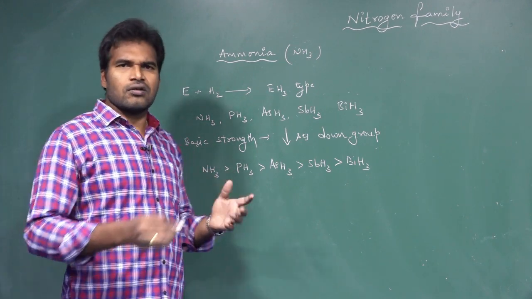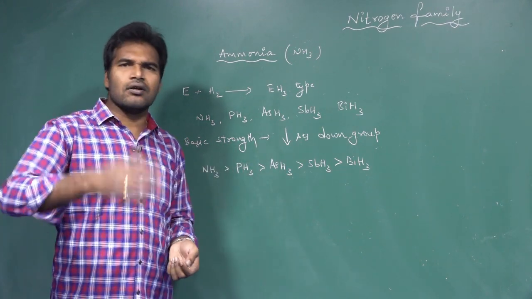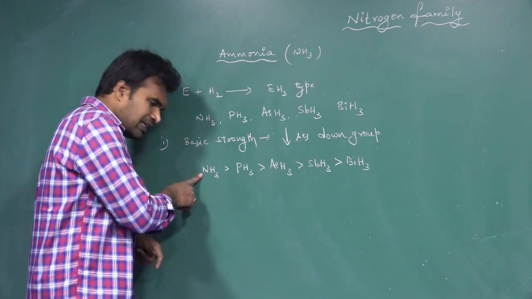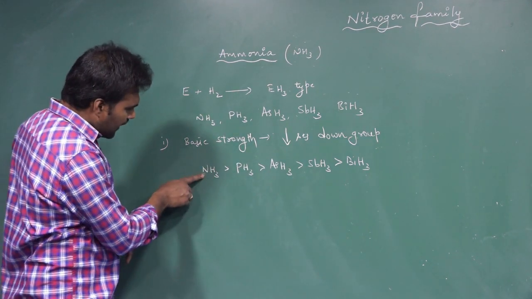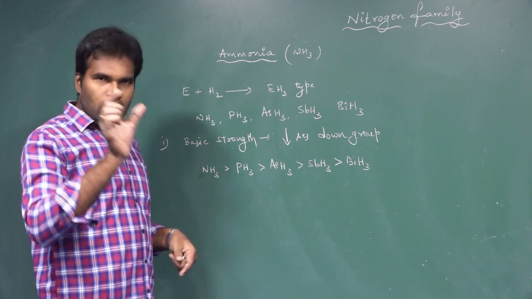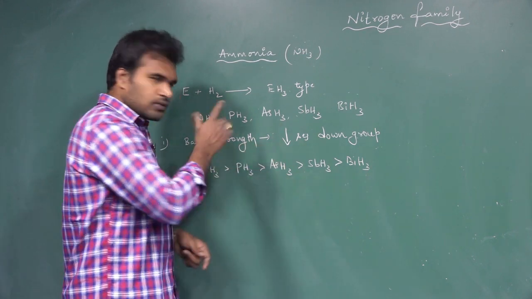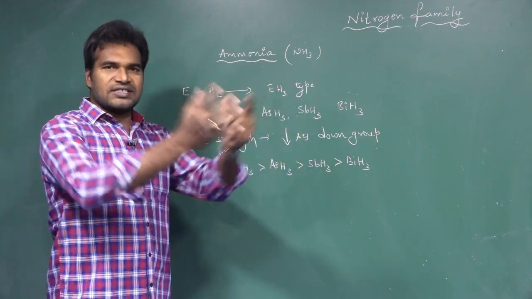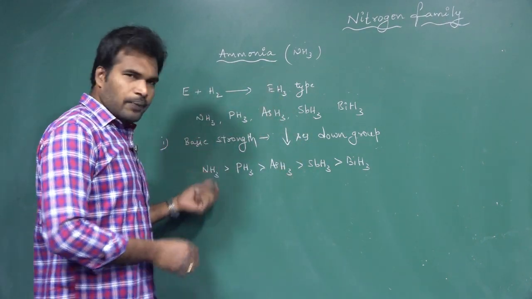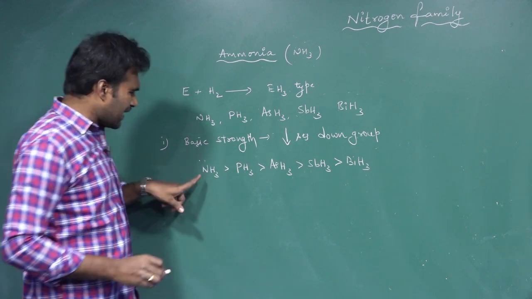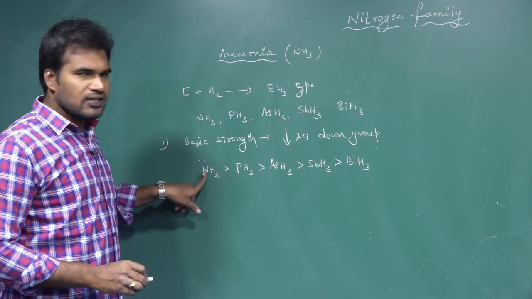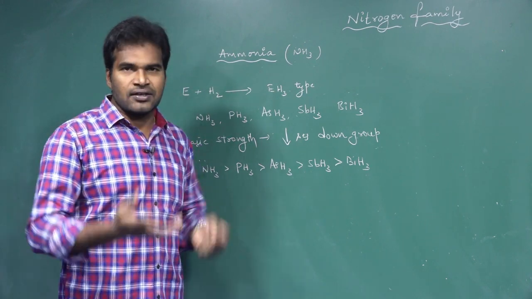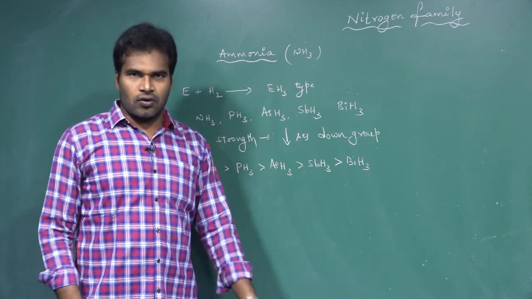What is the reason? What do we mean by basic strength? The ability of donating the lone pair of electrons is called basic strength. In the case of ammonia, the central atom is nitrogen, the smallest atom among all. Within the smaller area, the same number of electron pairs, 1 lone pair, is present. That means the electron density is high in ammonia. If the central atom has high electron density, it can easily donate the electron pair.